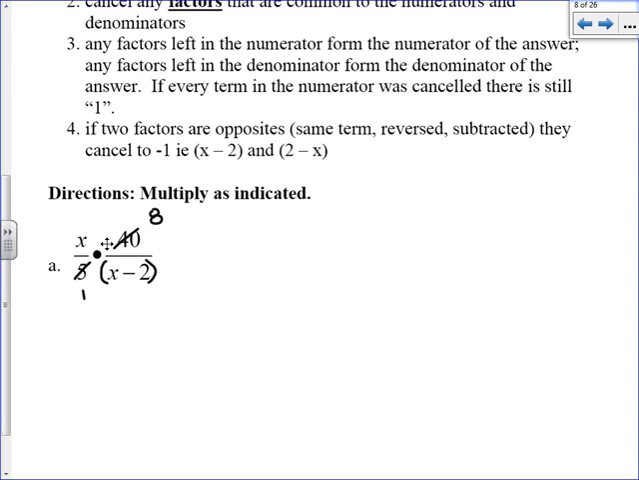So now, anything else? No. So nothing with the x. I don't have another x minus 2. So now we're going to multiply straight across. X times 8 is 8x. 1 times x minus 2, x minus 2.